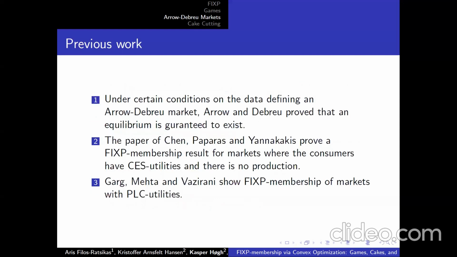Okay, and just some previous work. There have been some previous results. Arrow and Debreu showed that under certain conditions, an equilibrium is guaranteed to exist. And we also have some complexity results. Chen, Paparas, and Yannakakis showed FixP membership for markets with so-called CES utilities and no production. They basically use that they have a closed formula for the consumption vectors in this case. And Garg, Mehta, and Vazirani showed FixP membership of markets with another type of utilities.